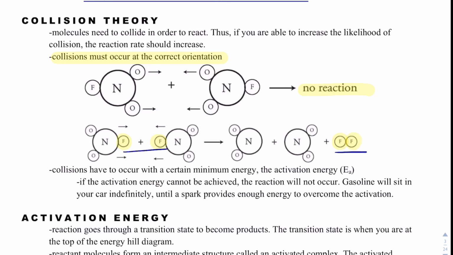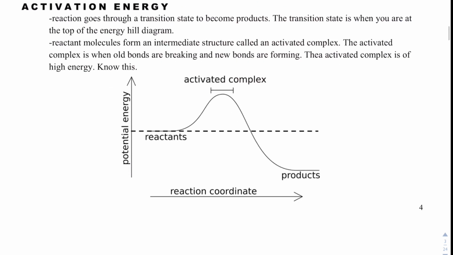Okay, and collisions have to occur with a certain minimum energy, and that's called the activation energy. And activation energy is commonly abbreviated capital E with a subscript A. Okay. Activation energy, if I look at it from a graph perspective, let's say I have a generic reaction, A plus B goes to form C. I could say my reactants are A and B, and they form C, so that's my products. But my activation energy is this little hump that I have to get over.